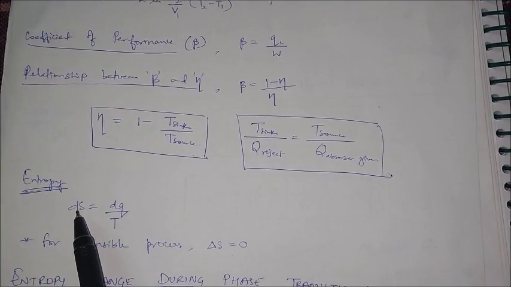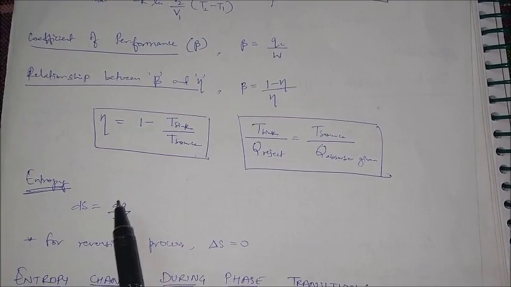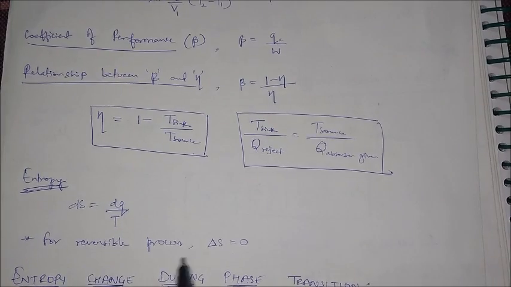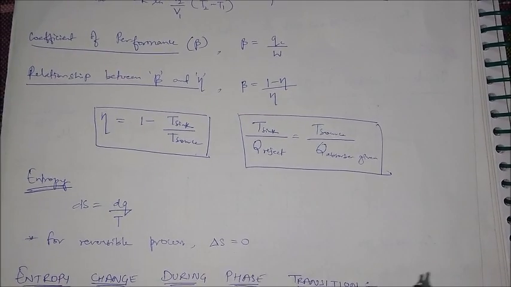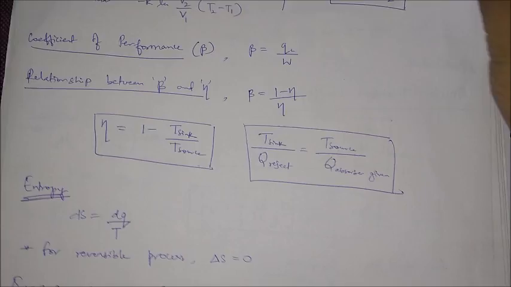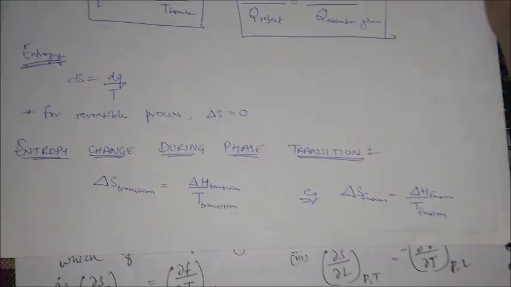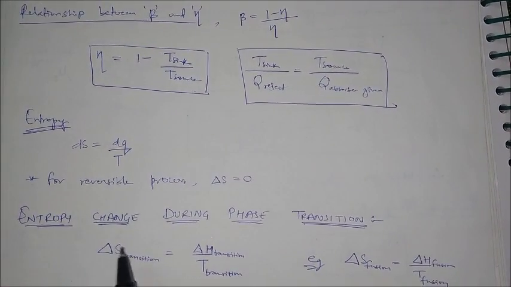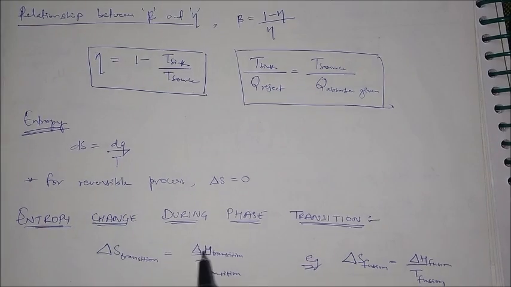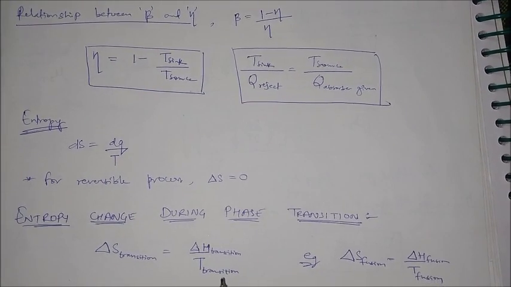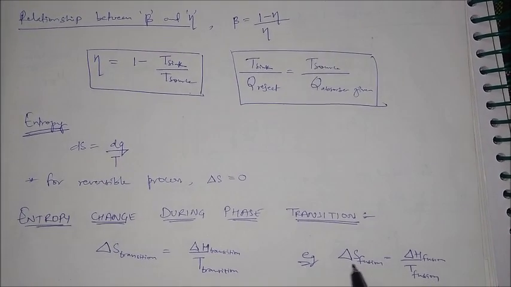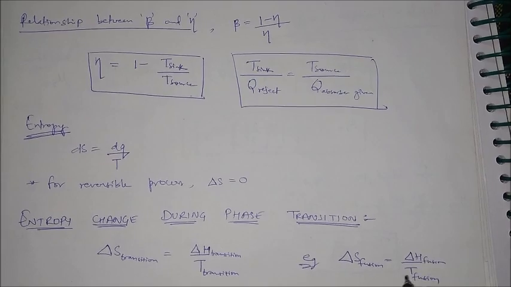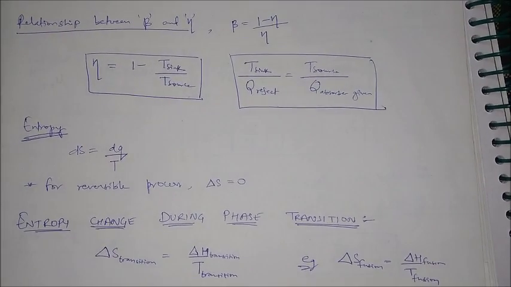Entropy is denoted by dS, and that is equal to dq by T. For a reversible process, change in entropy is equal to 0. Okay, now entropy change during phase transition. During phase transition, delta S transition is equal to delta H transition upon T transition. That means delta S of fusion is equal to delta H of fusion upon T of fusion.